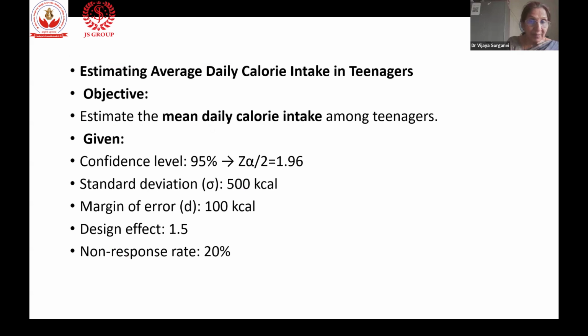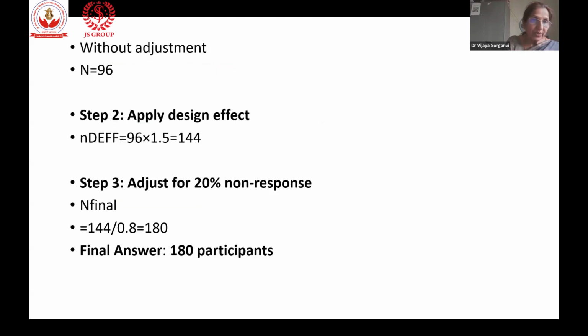Mean daily calorie intake among teenagers. Standard deviation of the mean and SE they give. Usually in the previous article, along with mean plus or minus standard deviation, we used to present. No? So that standard deviation you use to calculate the sample size. Okay. So you try it later. So without adjustments, we'll get 96, and with adjustments, we get finally 180 sample size.